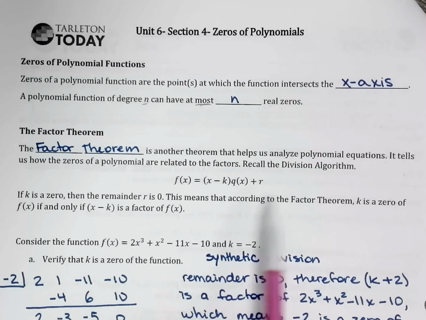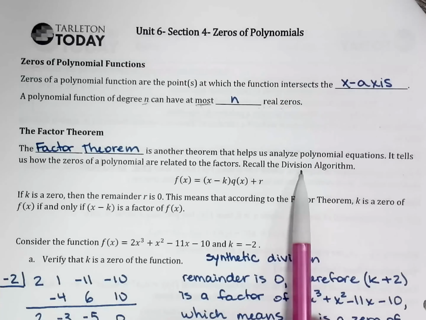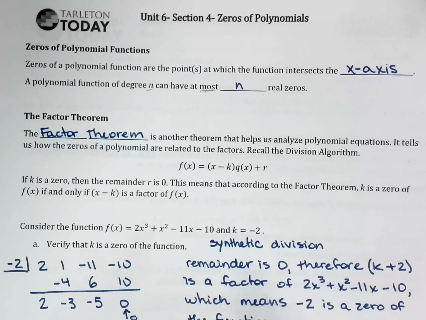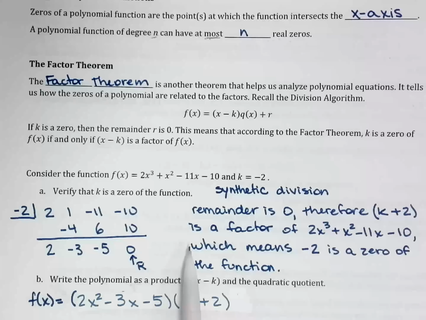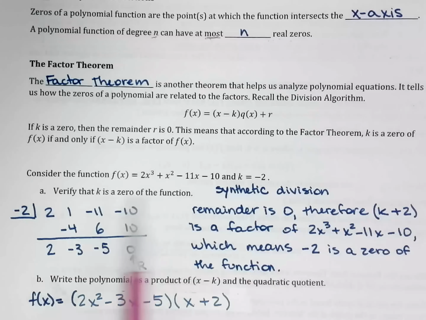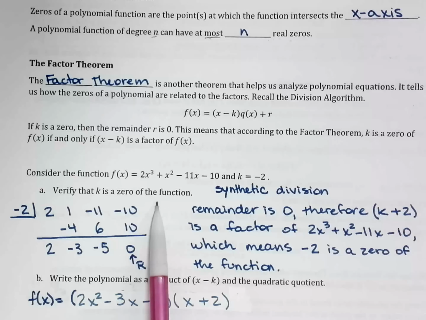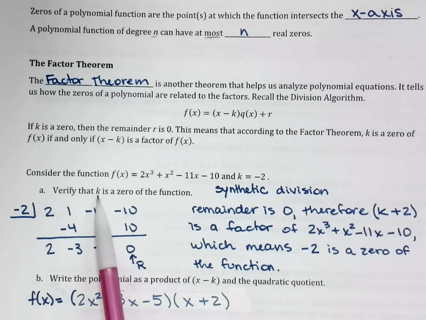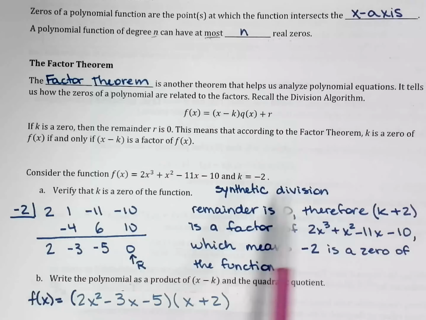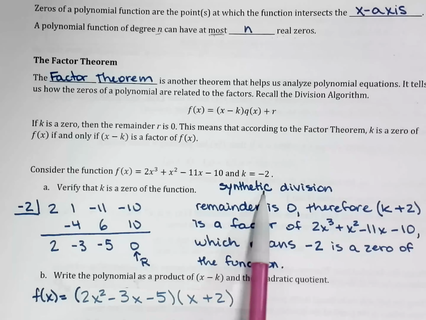The factor theorem, we know how to factor. We know how to use the long division. We know how to use synthetic division. Here is what we're going to do. So we have the polynomial, and we have k equals -2. We need to verify that k, or -2 in this case, is the zero of the function, is actually one of the roots.